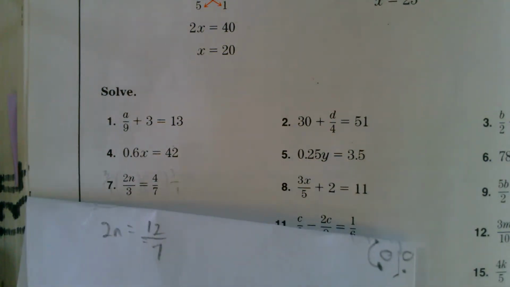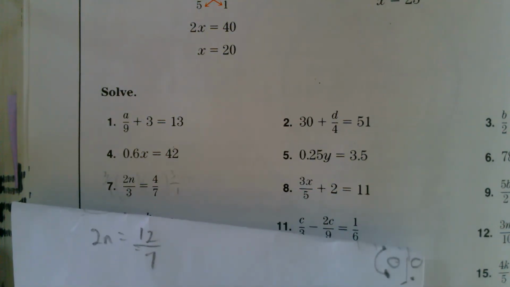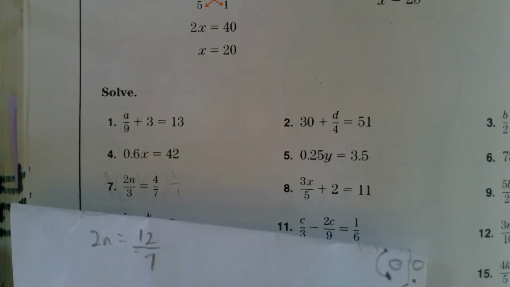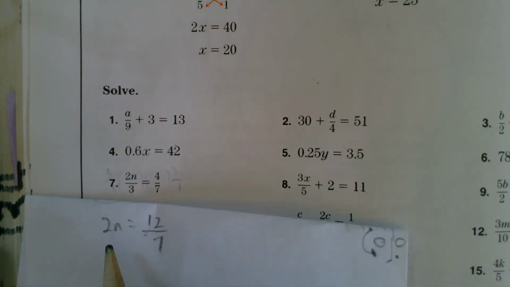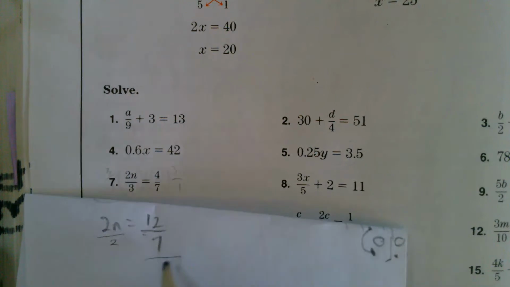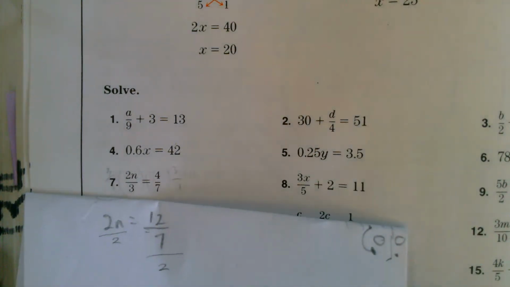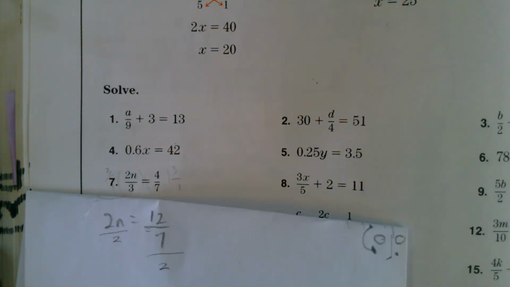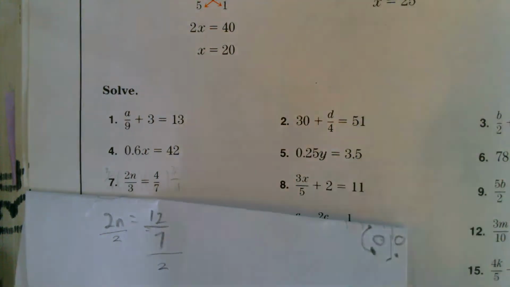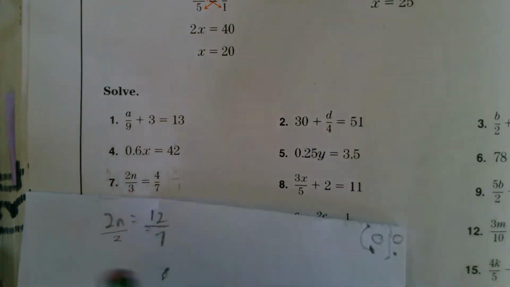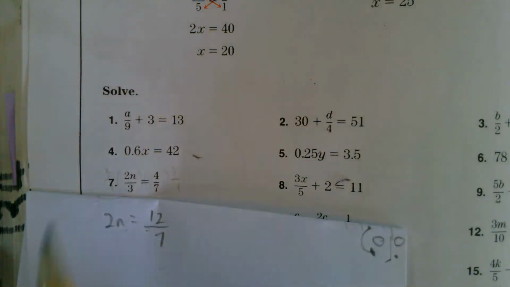And then now we divide this by 2. We have to divide that whole fraction by 2. I see, it makes sense on paper, but it's not making sense in my head. Okay, let's not do that. Let's multiply both sides by a half.